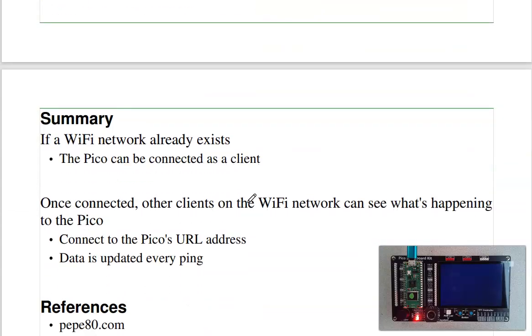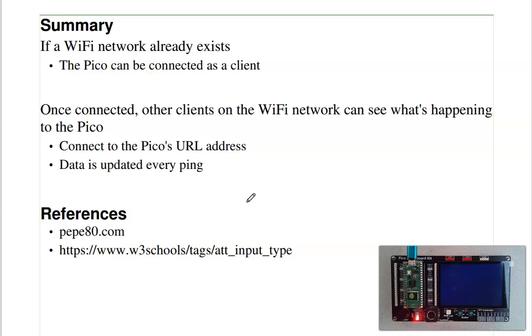So in summary, if a Wi-Fi network already exists, you can have your Pi Pico connect to it. And you'll connect as a client. The advantage is you've got a longer range. It's the range of your Wi-Fi network. Typically 300 feet is not unusual.